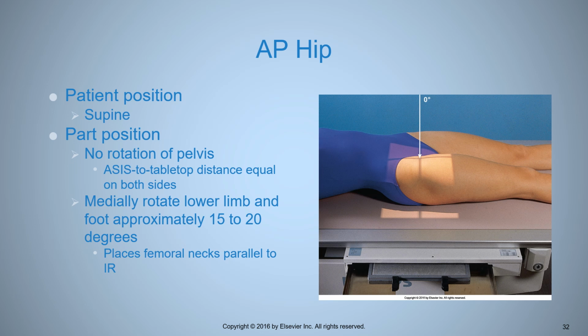Again, make sure your pelvis is square. We still don't want obliquity or rotation of the pelvis. So just like we checked the distance of the ASIS, put your thumbs on and palpate both ASISs, and make sure your thumbs are the same distance from the table. If they're not, the patient needs adjustment, needs to get squared up.